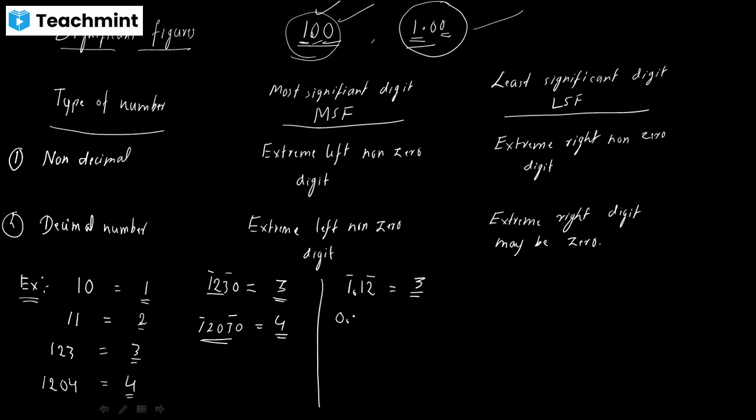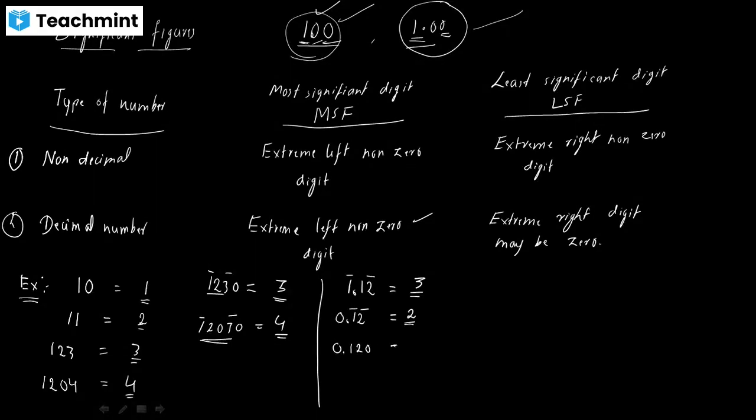Let us go for 0.12. Now tell me, in this decimal, what is the extreme left non-zero? Which one is non-zero here, students, in 0.12? 1 is the extreme left non-zero. What is the extreme right digit? Maybe 0, but 0 is not there, but 2 is there. So how many significant figures are there? 2. Good.